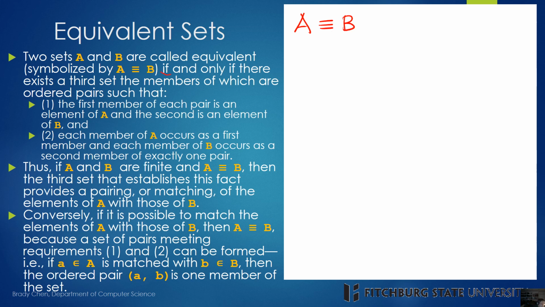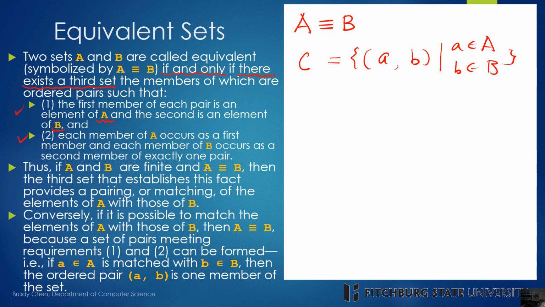if and only if there exists a third set, there exists another set, whose members are ordered pairs such that the first member of each pair is an element of A, and the second is an element of B. So that means we can find a third set, let's say set C, which contains the ordered pairs where the first element is in A and the second element is in B. It's like the Cartesian product of A and B. That's condition 1.